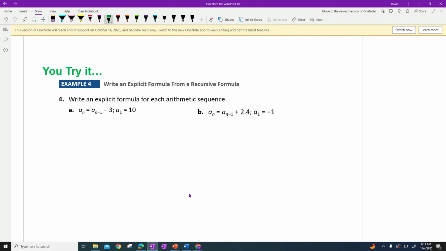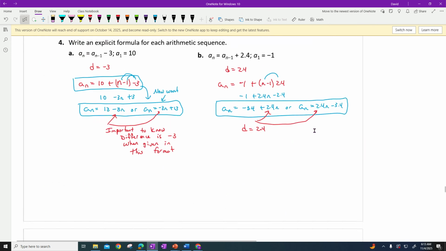They want it written in explicit form. Okay? And over here we have a decimal. They have to give you the first number. 10 and -3. All right, give this a shot because that's pretty easy. So pause your video and then let's just see what you did. Okay, let's see what you did or what I did here.